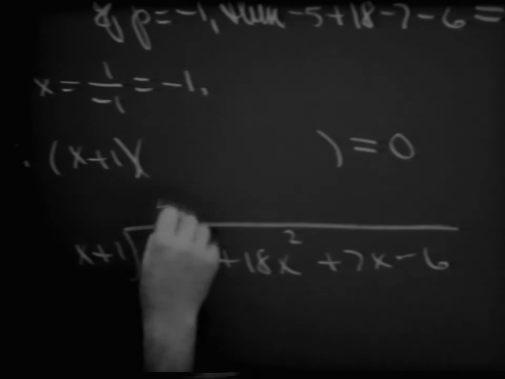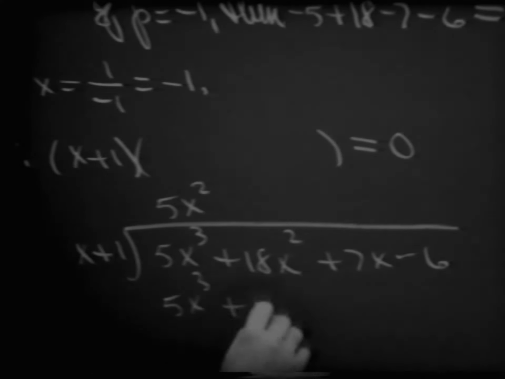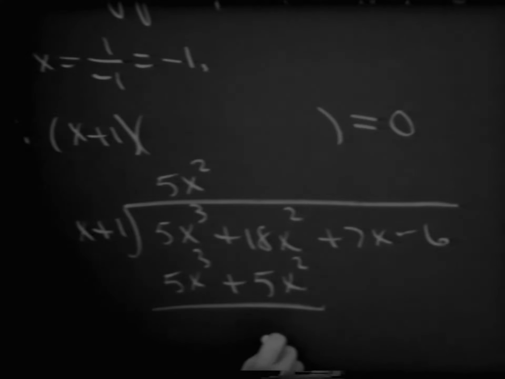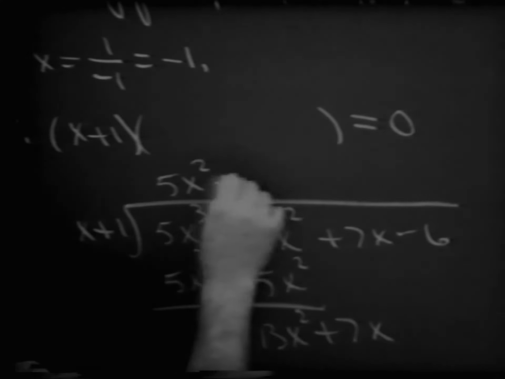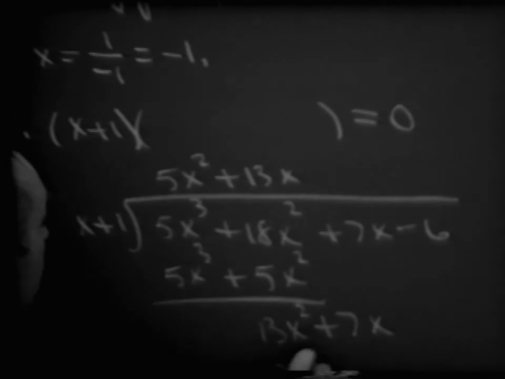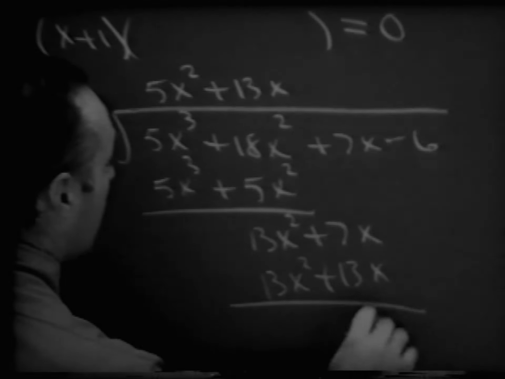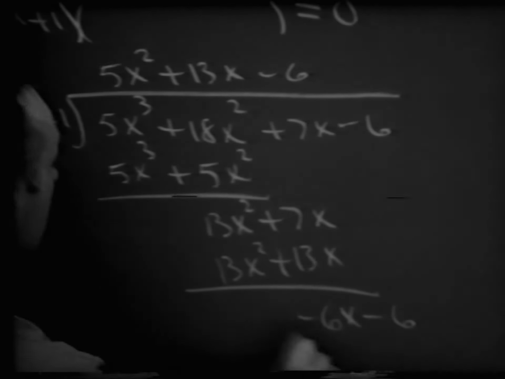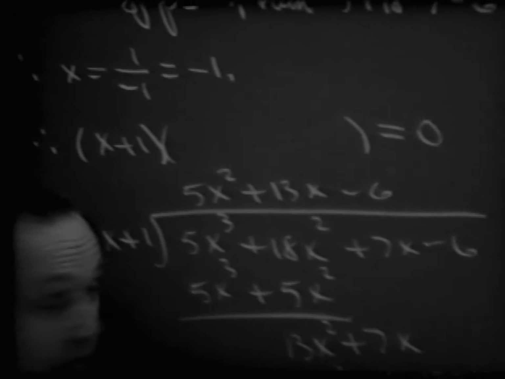X into a 5x cubed goes 5x squared. There's a 5x cubed plus a 5x squared. When we subtract, check my arithmetic, please. When we subtract, we have what? 13x squared plus 7x. That's a plus 13x. That's a 13x squared plus a 13x, which when we subtract is a negative 6x minus 6, which is a negative 6 times x is a negative 6x minus 6. And sure enough, a remainder of 0.